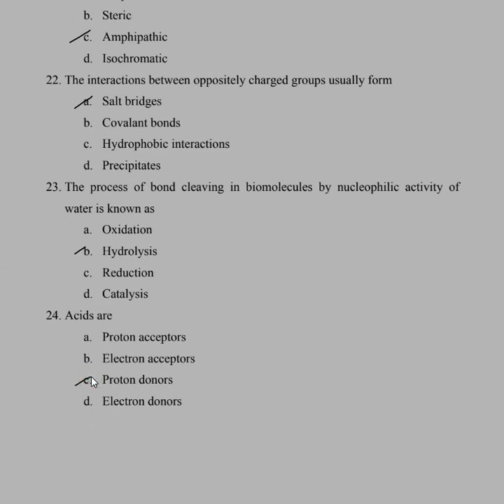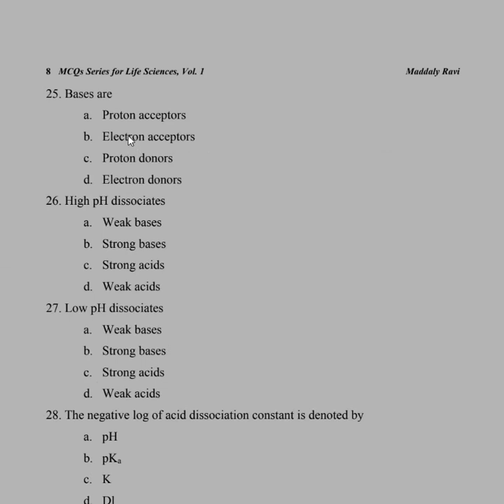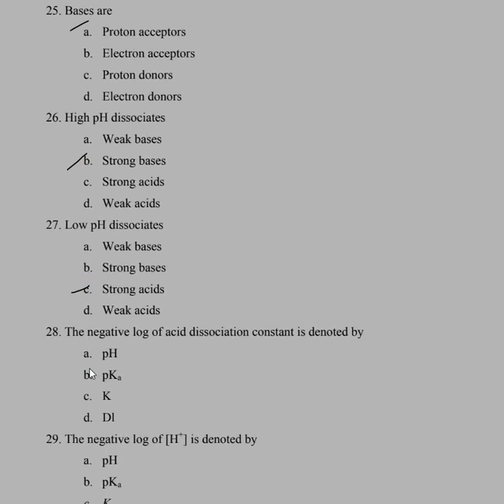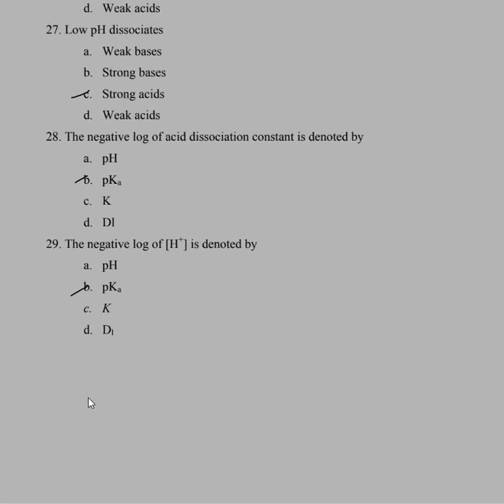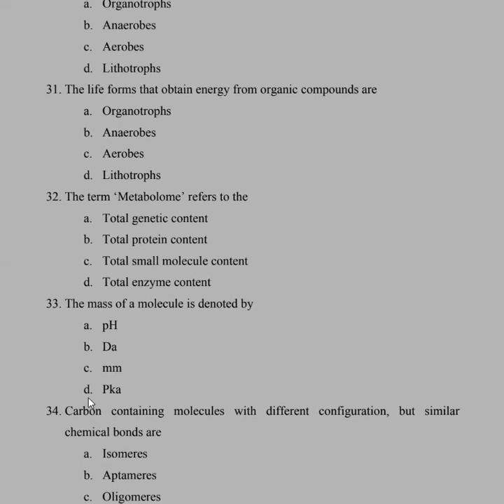Acids are proton donors. Bases are the opposite, they are proton acceptors. So high pH dissociates what? High pH dissociates strong bases. Low pH dissociates strong acids. The negative log of acid dissociation constant is denoted by pKa. The negative log of H plus is denoted by pH. Okay. Next is 30.